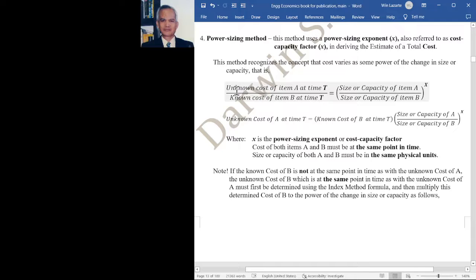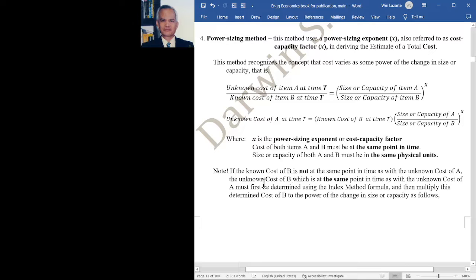Okay, now solving for the unknown cost of item A at time t, you have this formula, no? By simply transposing this known cost of item B at time t. Take note, same time, no? The same point in time. Okay, now where x is the power sizing exponent or cost capacity factor, and where the cost of both items A and B must be at the same point in time, I mentioned a while ago, and where the size or capacity of both A and B must be in the same physical units.